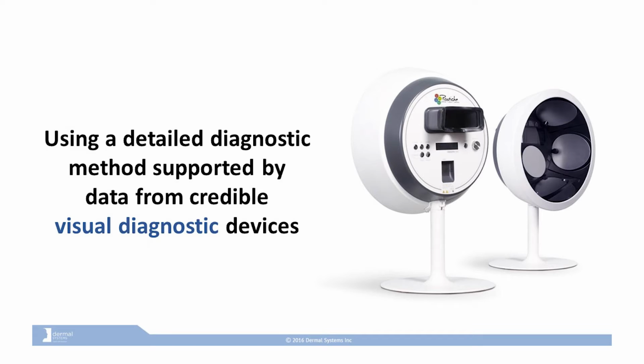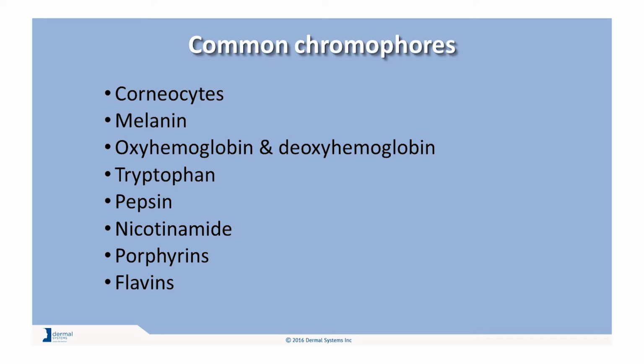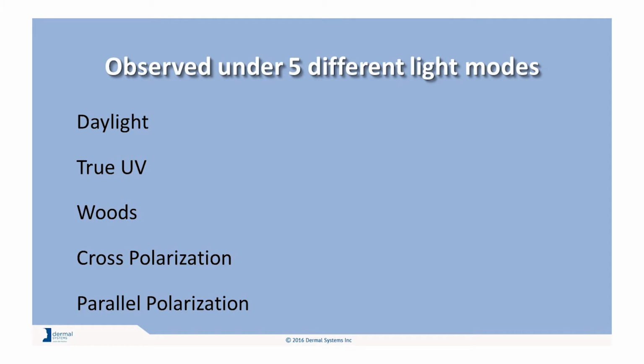Spectroscopic investigation of human skin can provide simultaneous in vivo measurement of several different chromophores, thus providing information about skin structure and function. Through other types of commonly used spectroscopic techniques, such as diffused reflectance spectroscopy, information can be obtained about the amount and the distribution of the chromophores and signals associated with the epidermal and dermal fluorophores that you see on screen here. These can be observed under 5 different light modes: daylight, true UV, Woods, cross-polarized, and parallel polarized.